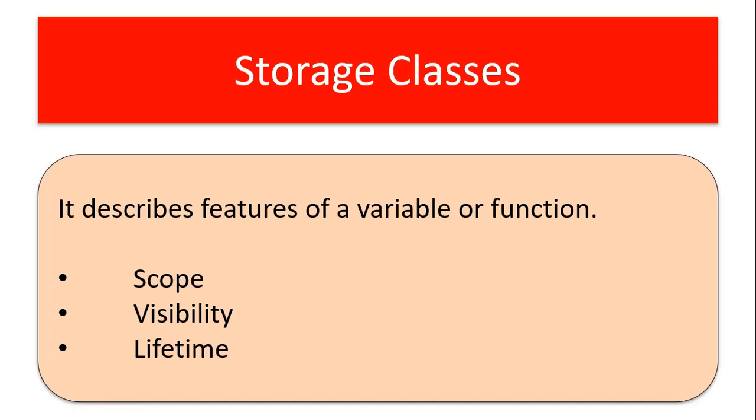So what is a storage class? A storage class is nothing but a single keyword that sets rules for a variable: from where this variable can be accessed, within where this variable is limited, and after which line the variable will be destroyed by the compiler. So these are the things denoted by the single keyword called storage class. To make it simple, it describes features of a variable, which means scope, visibility, and lifetime.